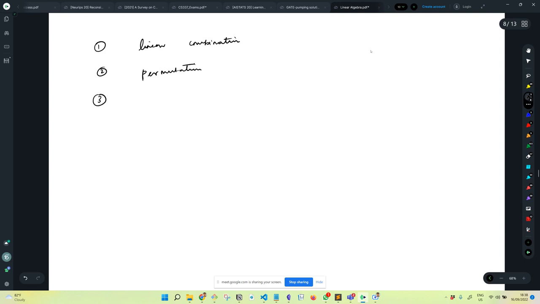Now let us see. So basically, we have seen three operations. One is called linear combination. Second is called permutation. And third is called scalar multiplication. Now I'll show you that for any given matrix, these three operations are enough to convert any A, be it square or rectangular, to RREF.